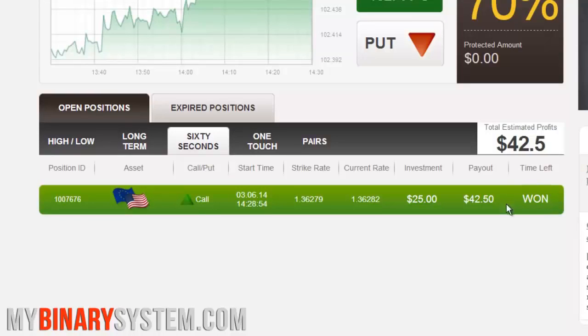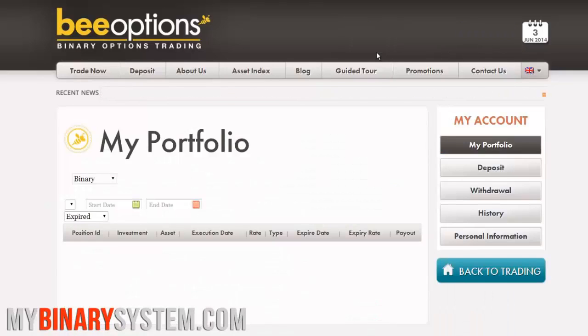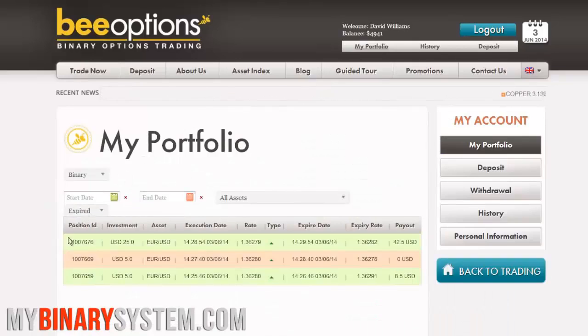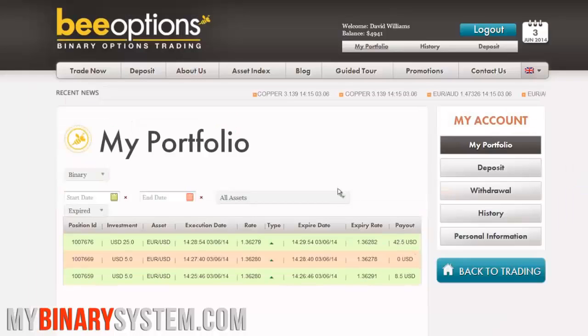Alright, so this is a winning trade. As you can see, my balance was automatically updated to $4,941. Let's have a quick look at my portfolio, where you can see my recent trading history. So this is the trade that we lost with a payout of $0, and the one we just won with a total payout of $42.5. We've made our money back with some profit, and now we're going to go back to the first and second steps.